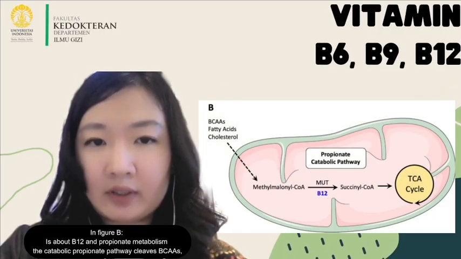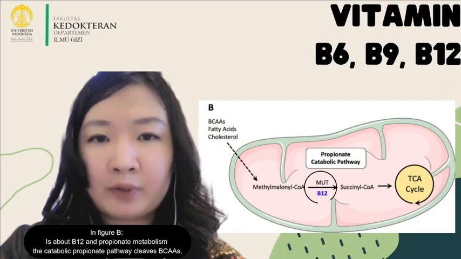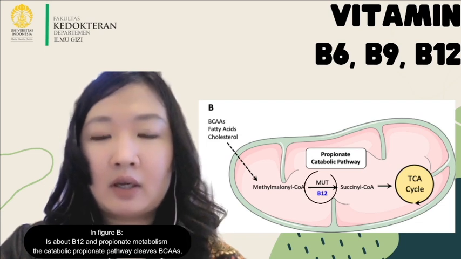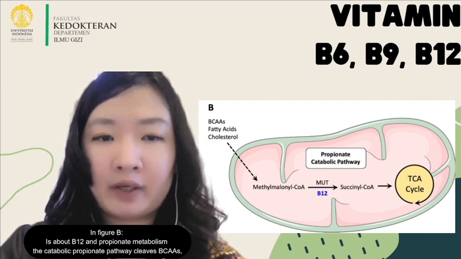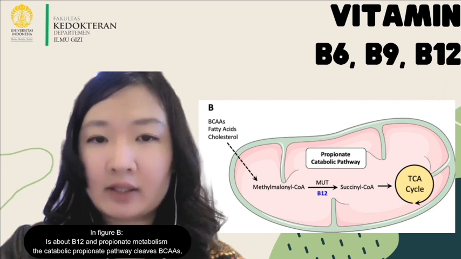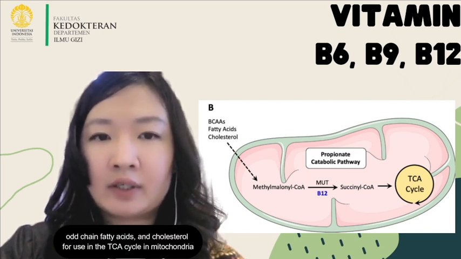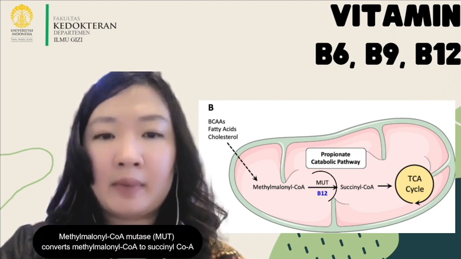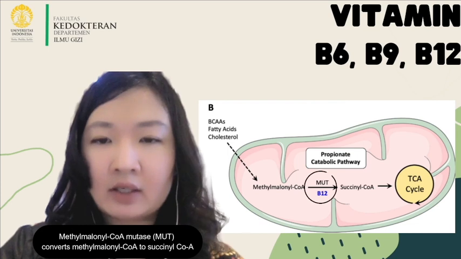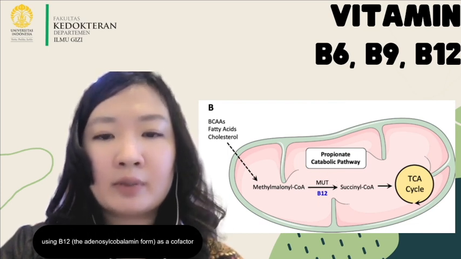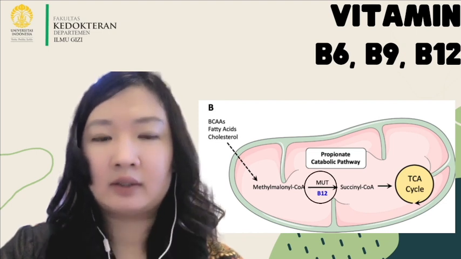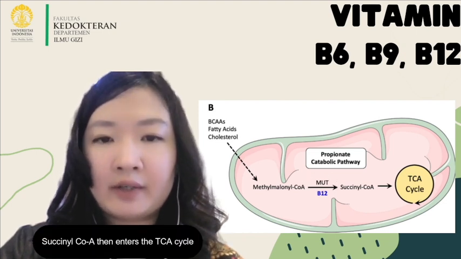In figure B is about B12 and propionate metabolisms. The catabolic propionate pathway cleaves branched-chain amino acid, odd-chain fatty acid, and cholesterol for using in the TCA cycle in mitochondria. Methylmalonyl-CoA mutase convert methylmalonyl-CoA to succinyl-CoA using B12 as a cofactor. Succinyl-CoA then enters the TCA cycle.